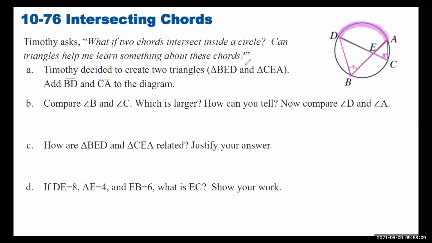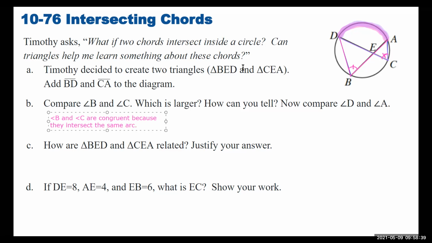To answer our question for part B, which is larger, how can you tell? They are not larger. Angle B and angle C are congruent because they intersect the same arc.